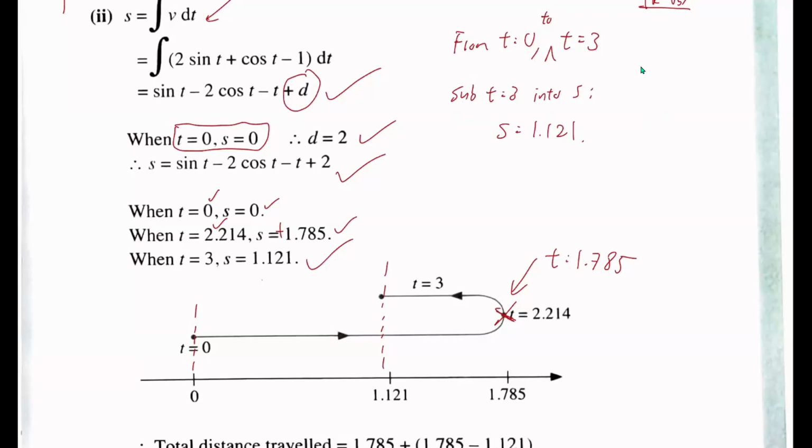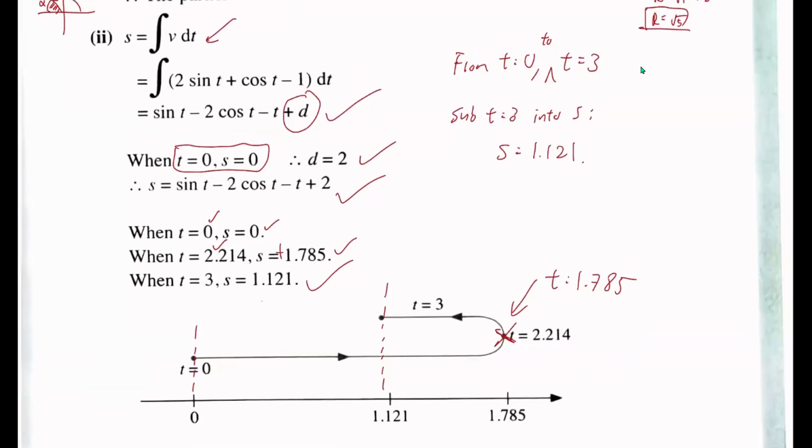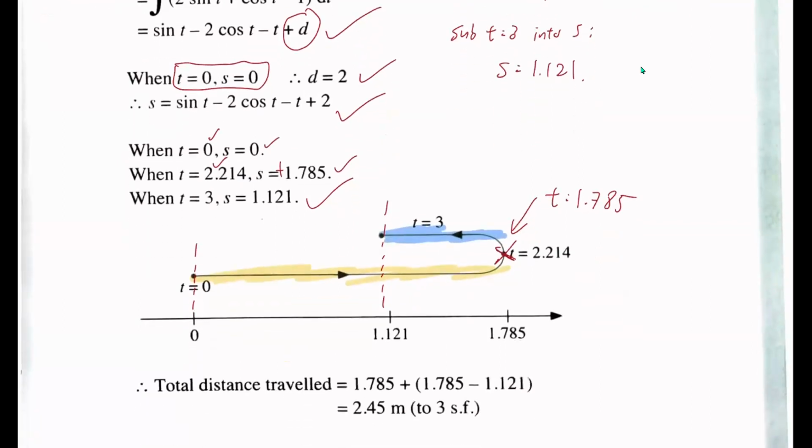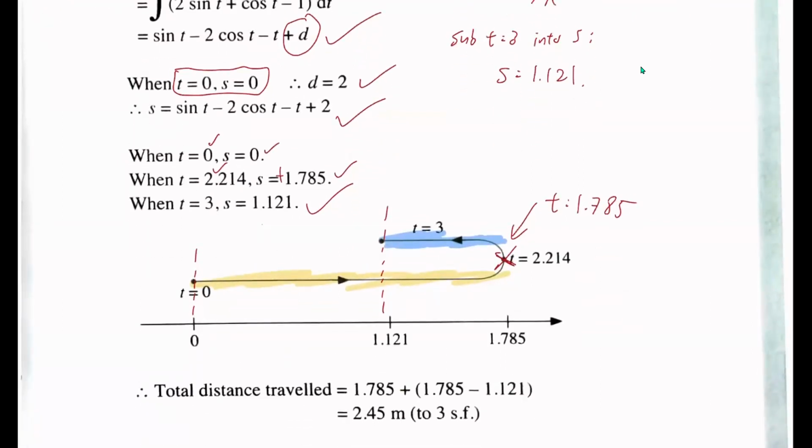Not enough. You need total distance traveled. How? Use 0 plus 1.785 plus bracket open 1.785 minus 1.121 bracket close. Yes, correct. Okay, so it's essentially this yellow and this blue part. Yellow part is 1.785. Blue part is 1.785 minus 1.121. Okay.